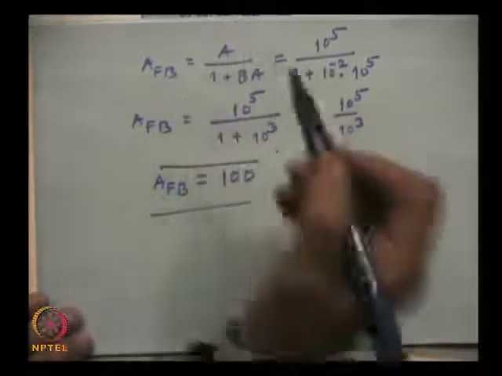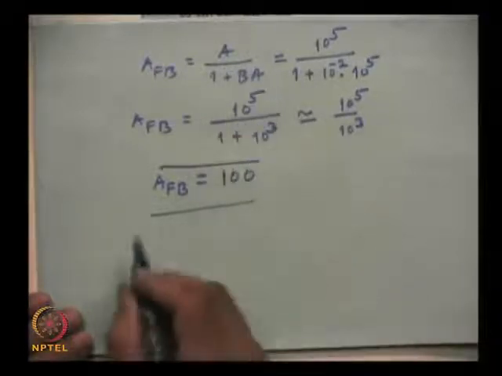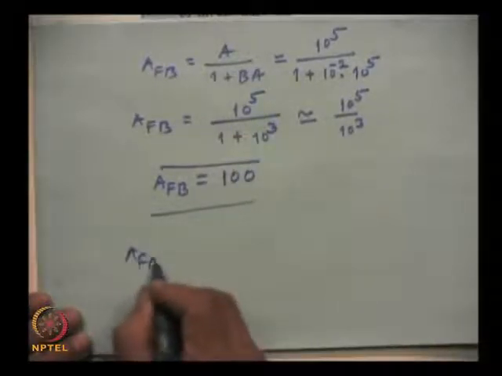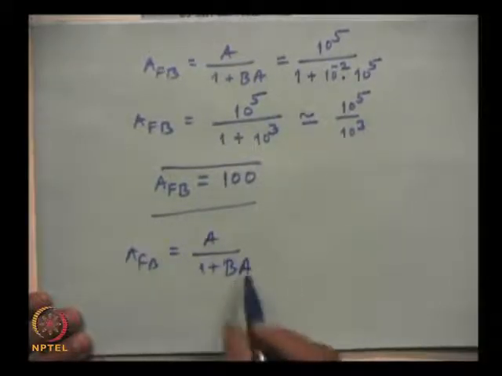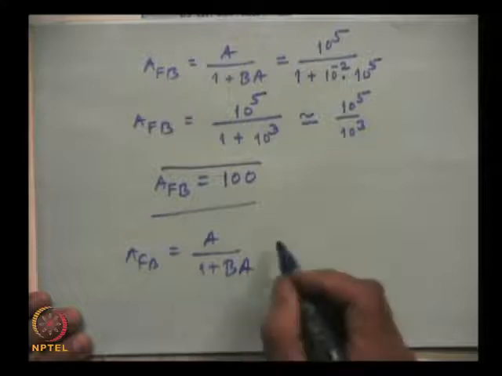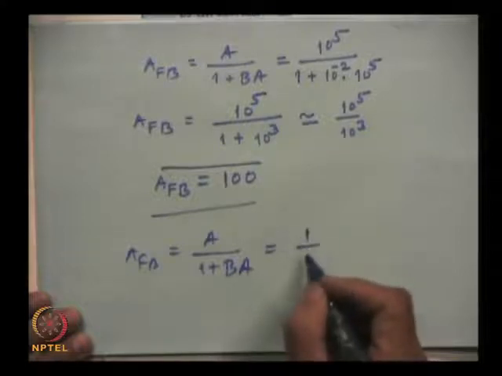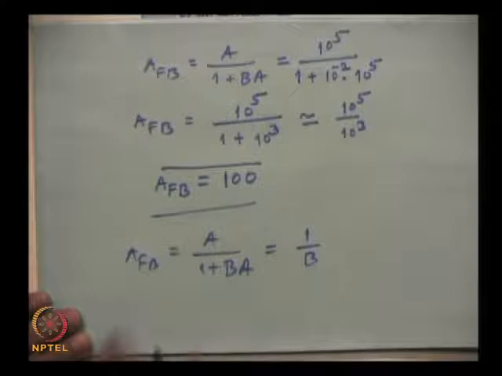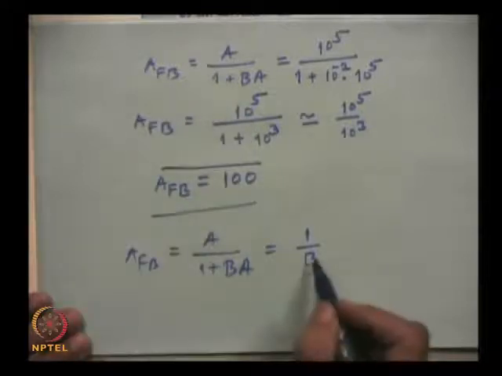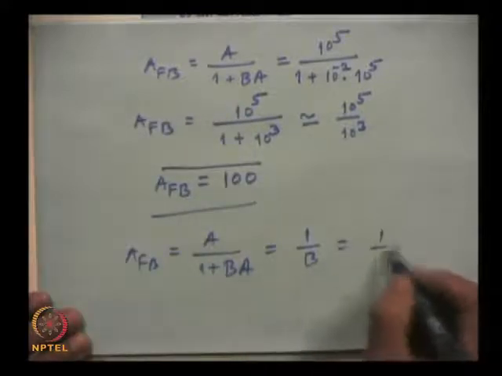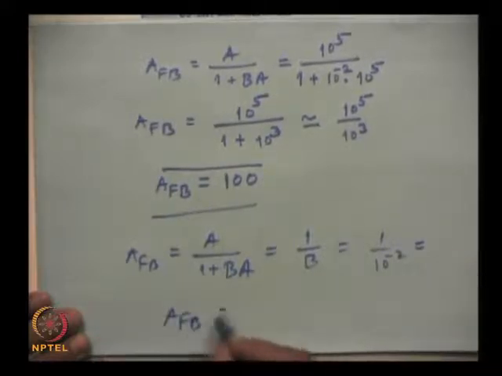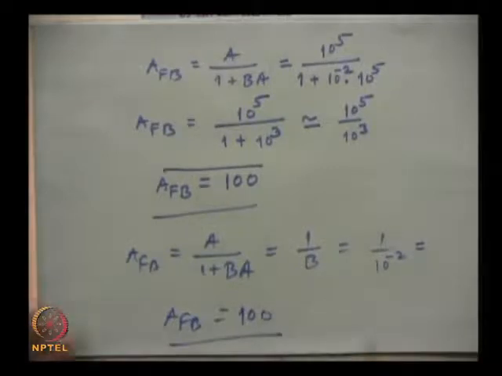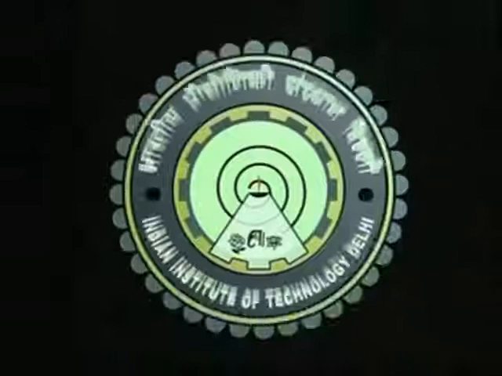Here you can further confirm, because in this expression AFB equals A by 1 plus BA, and BA is very high, so 1 is neglected. Then the gain comes out to be this, which you can see here too: this was 10 to the power 5, this is 10 to the power minus 2, and this gives AFB again equal to 100. We will continue.